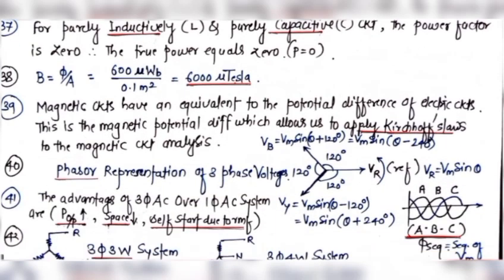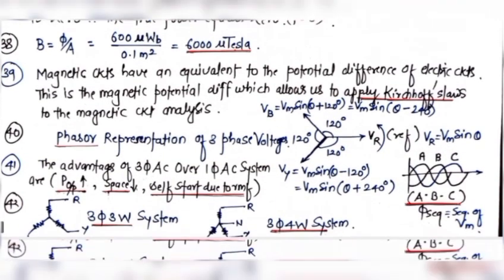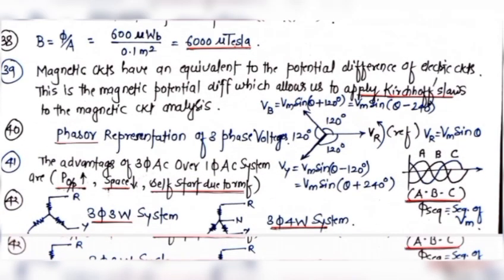Maximum flux density is equal to phi upon A. So therefore 6000 microtesla. Magnetic circuit has an equivalent to the potential difference of electric circuit. This is the magnetic potential difference, which allows us to apply Kirchhoff's law to the magnetic circuit analysis.